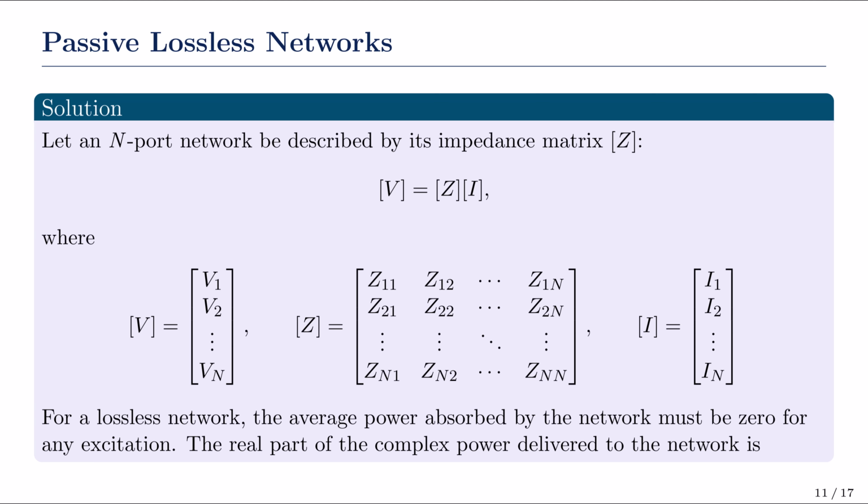Consider an arbitrary n-port network described by V equals Z times I. For a lossless network, the real part of the complex power delivered to the network must be zero for every possible current vector. Using the Hermitian transpose, the average real power can be written as 1/4 of the current vector Hermitian transposed, multiplied by the sum of Z and its Hermitian transpose, and then multiplied by the current vector. This form is particularly useful because it expresses the lossless condition directly as a quadratic form.